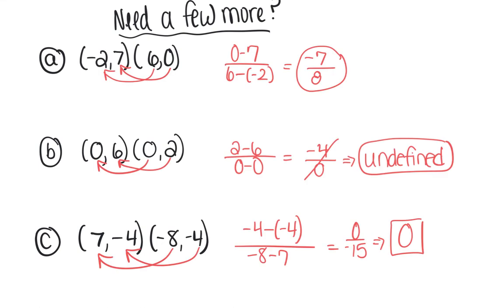All right, here you go. The first one is -7/8. The second one is undefined because it's a vertical line, and the third one has no slope, or a slope of 0.